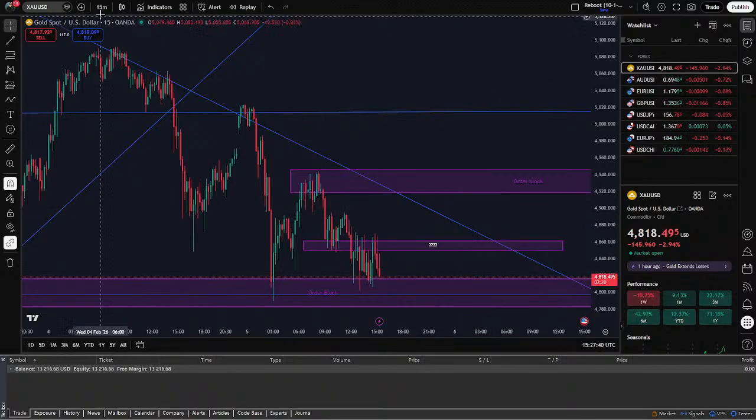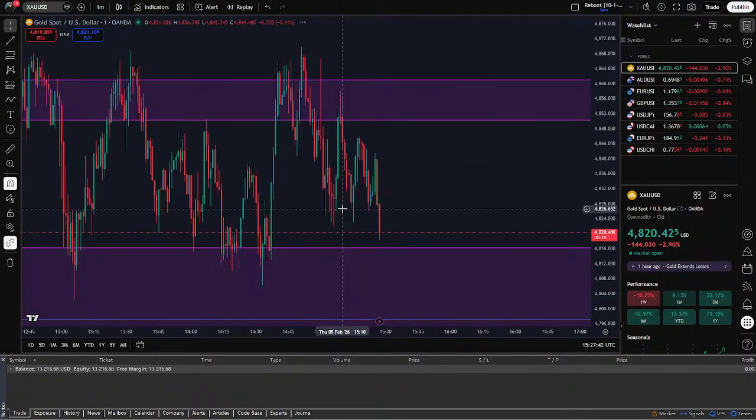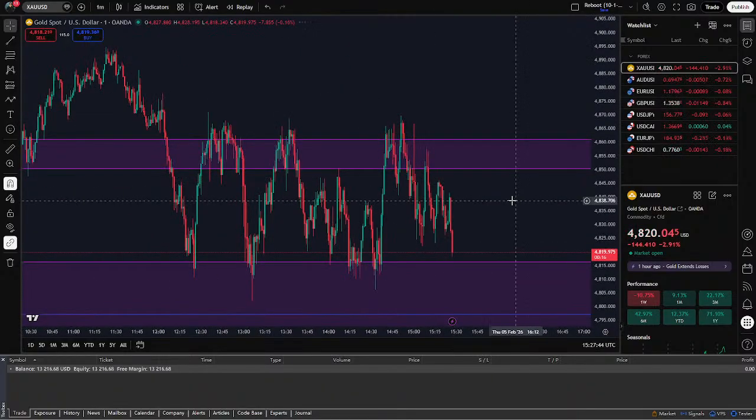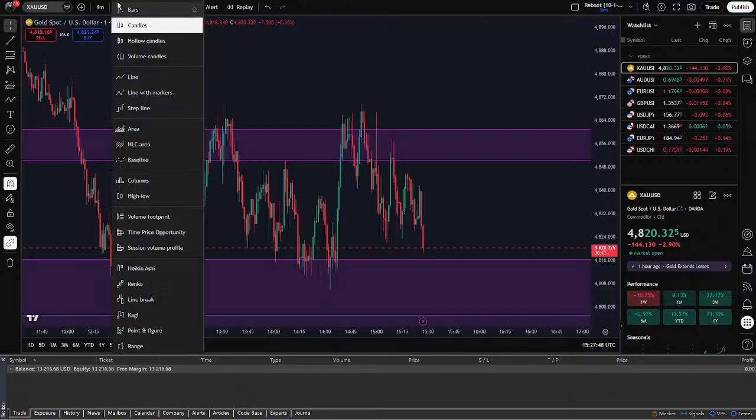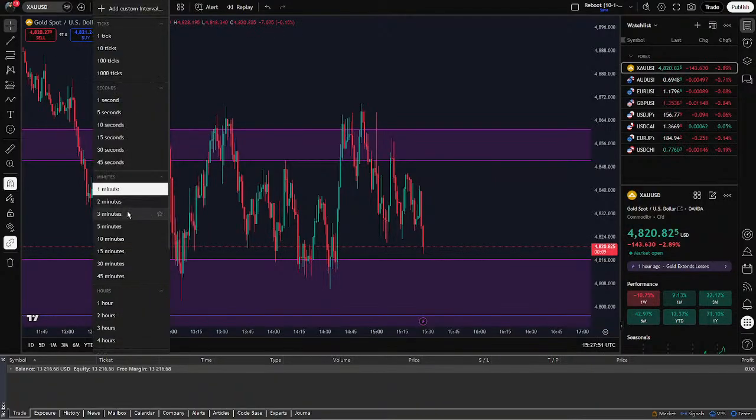Right now the price is coming back to where we want it to be. This is the breakout of the consolidation. It's a good sign that the price is probably still going to come back down.